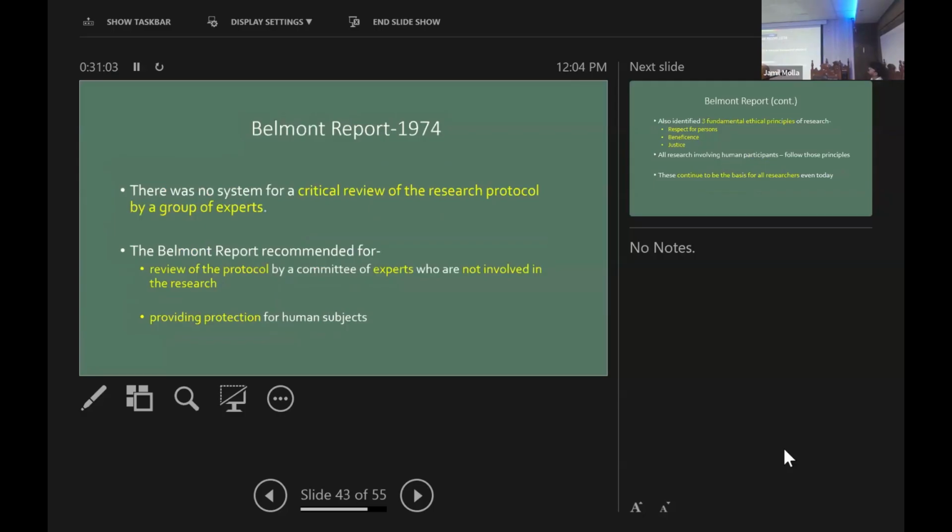Now, the Belmont report in 1974. Before this there was no system of critical review. IEC, I'll be talking about IEC. So the concept of critical review by some specially constituted committee came from this Belmont report. Please note this, in 1974. Before this report, there was no system. If we wanted to conduct some research, there was no committee to review it before you undertook that. So the critical review by an expert committee, that concept came from the Belmont report.